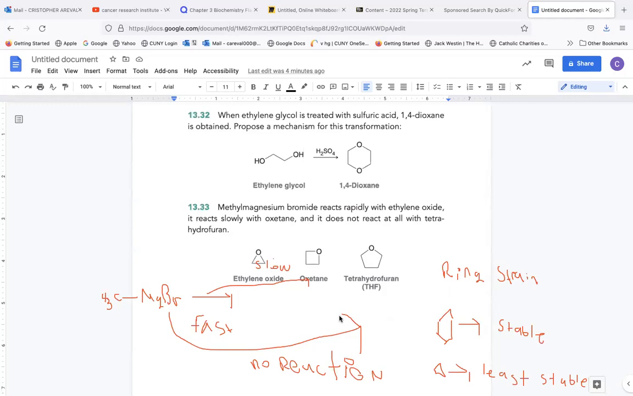THF. It doesn't react because think about it, it has like 6 sides here, if you think about it, with the O included. It's kind of very stable. So it doesn't want to react. It doesn't want to break its shape for the reaction to go forward. There's no benefit in energy. It has to do with energy.